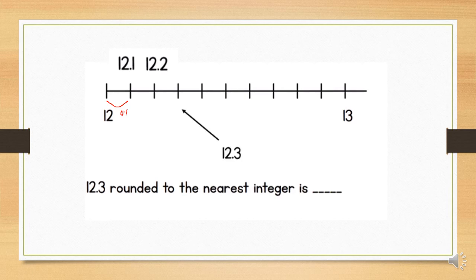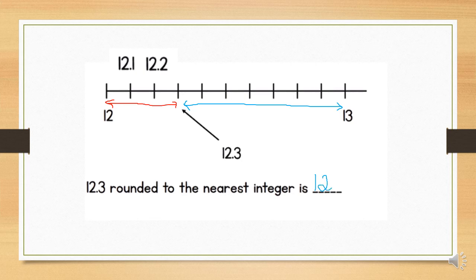So if we were going to round 12.3 to the nearest integer, is it closest to 12? Let's imagine, I'll try and draw this. If we were going to draw a number line to help us, so there's 12.3. Is it closer to 12, or is it closer to 13? It's closer to 12. So 12.3 rounded to the nearest integer is 12.